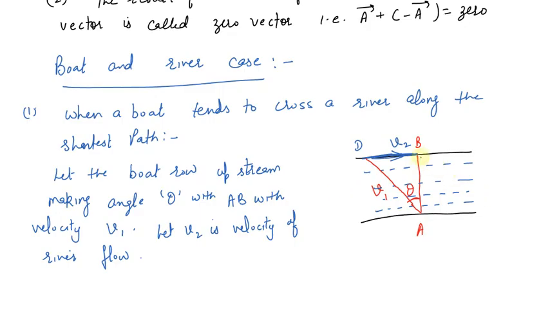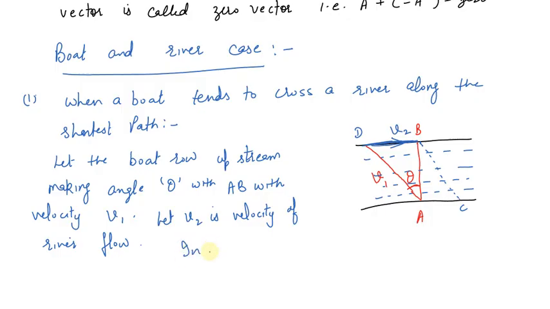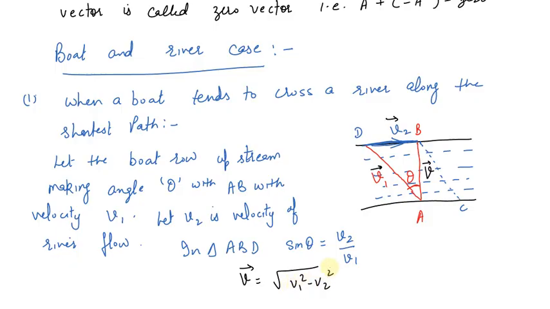AD, this point as C. Now in the triangle ABD, sine theta is equal to V2 by V1 and the net velocity V that we have is root of V1 square minus V2 square. Here we take only magnitude.